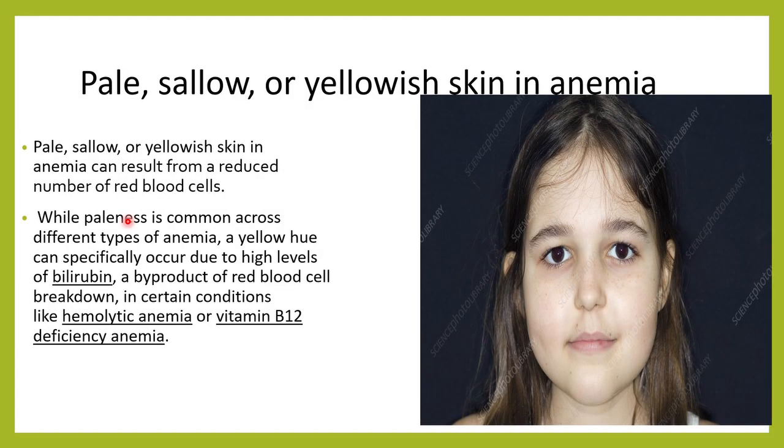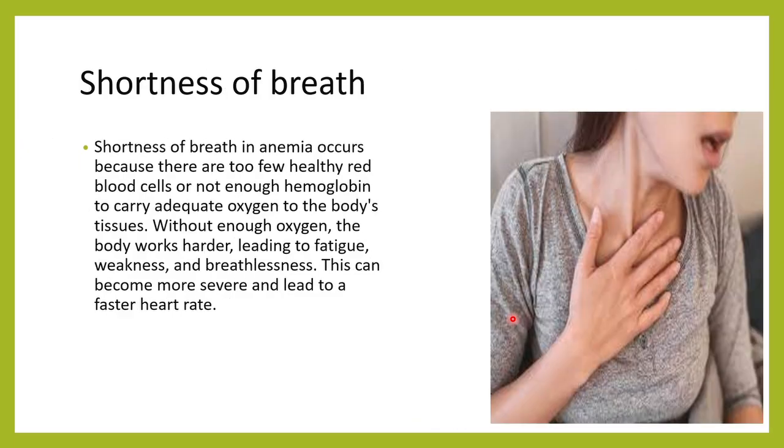If you look at these patients, they are pale, and that is the tone of the skin color. Sometimes in hemolytic anemia, if there is increased bilirubin, the patient can also have a yellowish tinge to the skin. Especially in B12 deficiency anemia and hemolytic anemia, the bilirubin can go up and the patient can have a yellowish tinge.